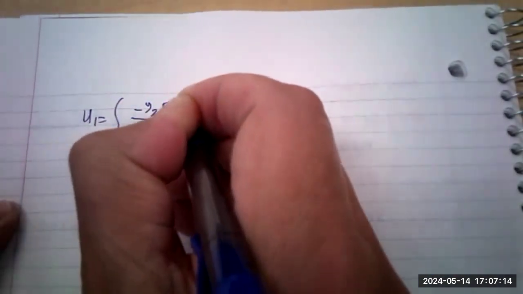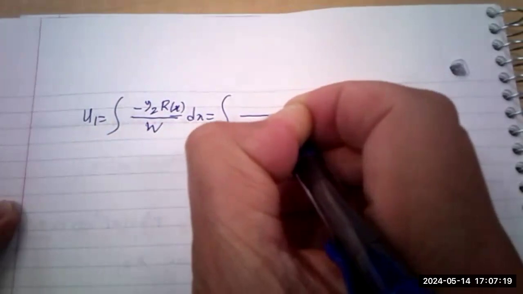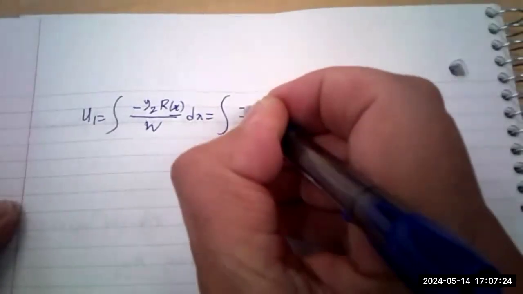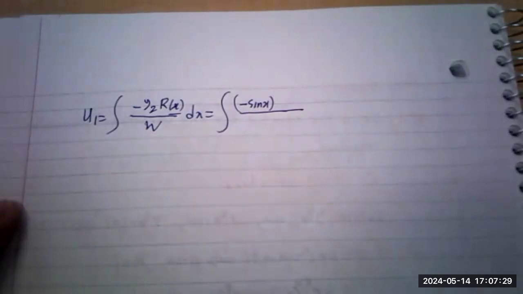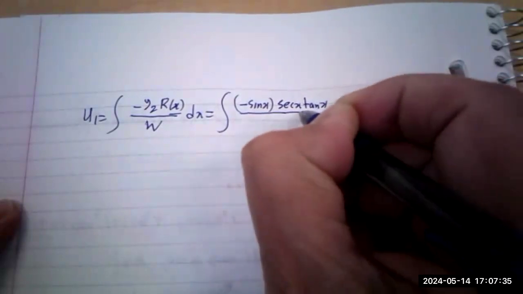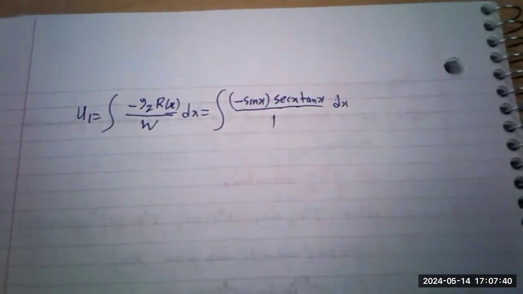So going here and finding the u1. Just to repeat again, u1 is going to be the integral of negative y2 r of x over the Wronskian, dx. That is equal to: y2 is the one that we picked to be sine, so it's going to be negative sine x times r of x. r of x is secant tangent, so that's secant x tangent x. And the Wronskian is 1, dx. Okay, that's it.